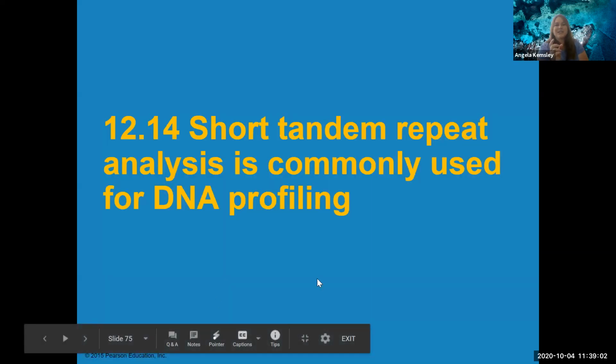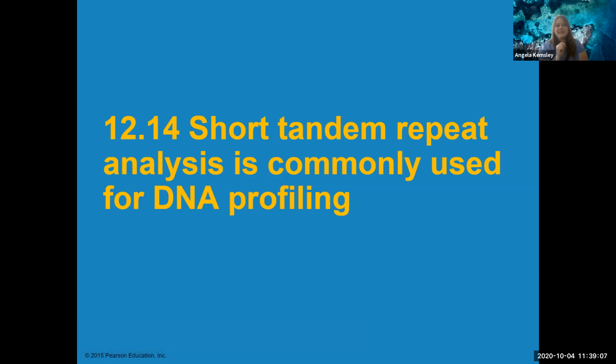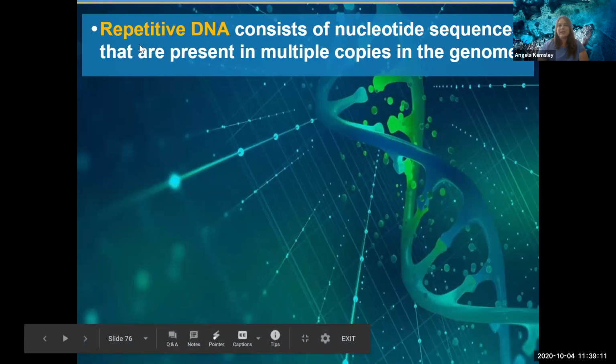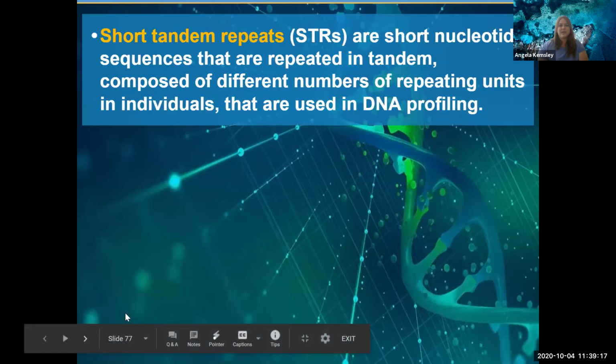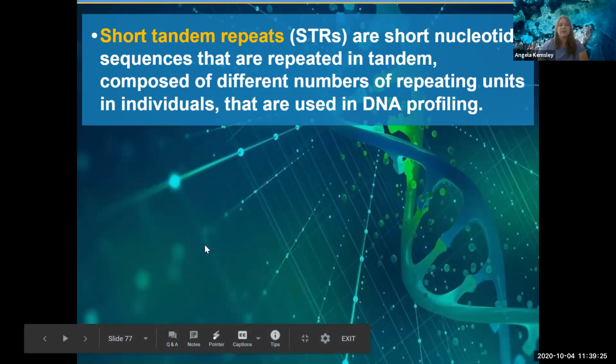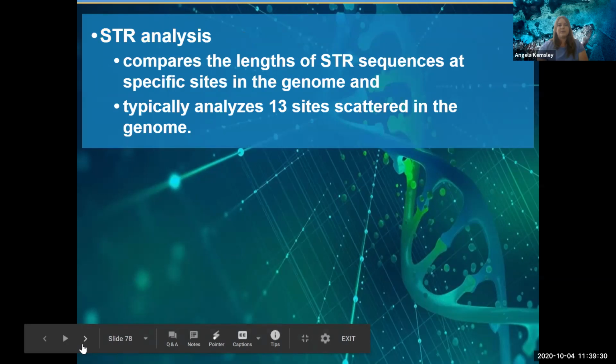So there's something called short tandem repeats that are used as a type of analysis in DNA profiling. So let's take a look at that. Repetitive DNA consists of nucleotide sequences that are present in multiple copies in the genome. Short tandem repeats, STRs, are short nucleotide sequences that are repeated in tandem. They're composed of different numbers of repeating units in individuals and are used for DNA profiling.